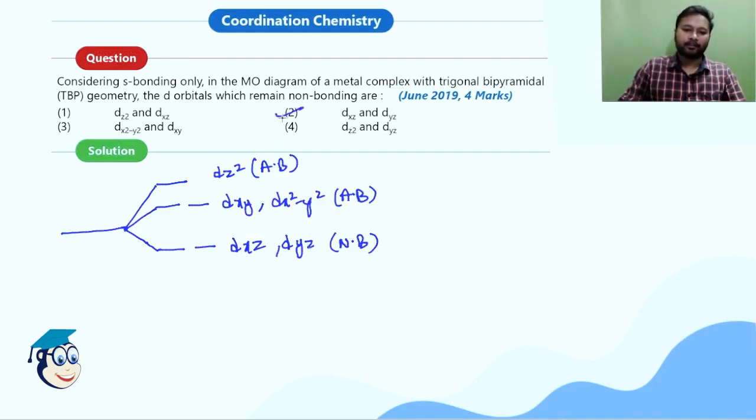So to answer this question, it was very simple. Option number 2 is the correct option. In order to answer this question, you just need to know the splitting pattern of the d orbital. That's all, and the molecular orbital theory.